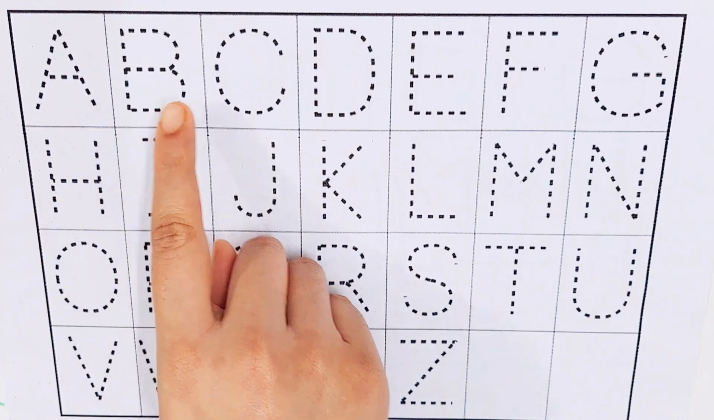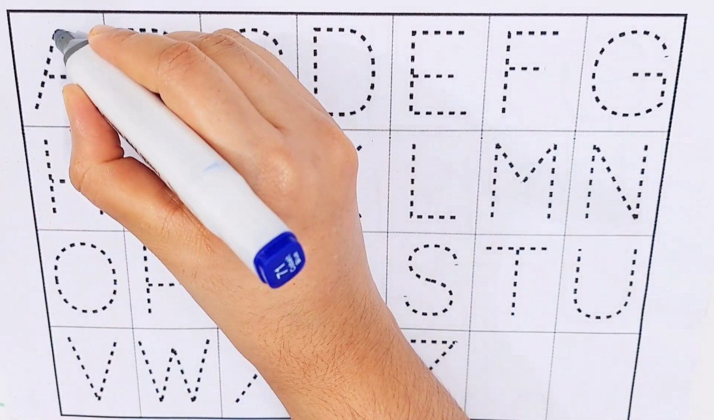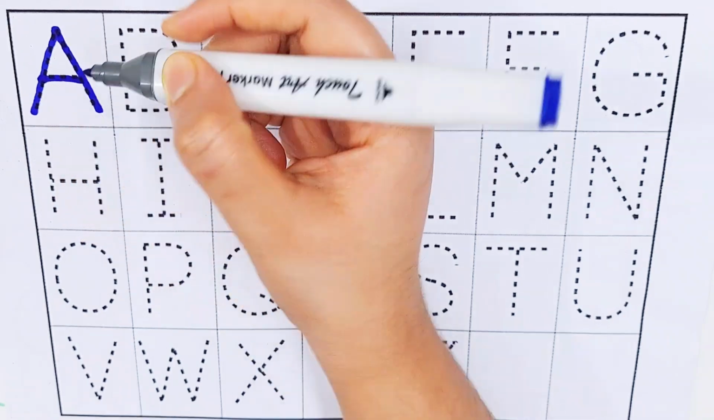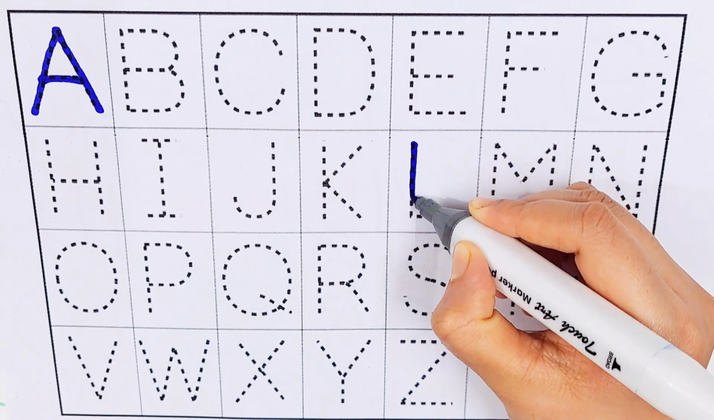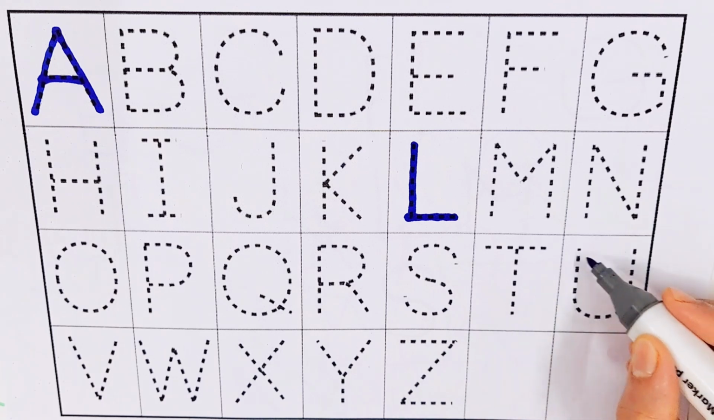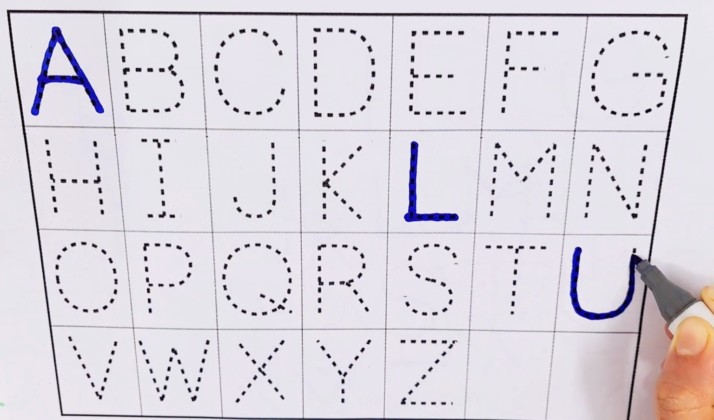A, B, C, D. A for aeroplane. L for lemon. U for uniform.